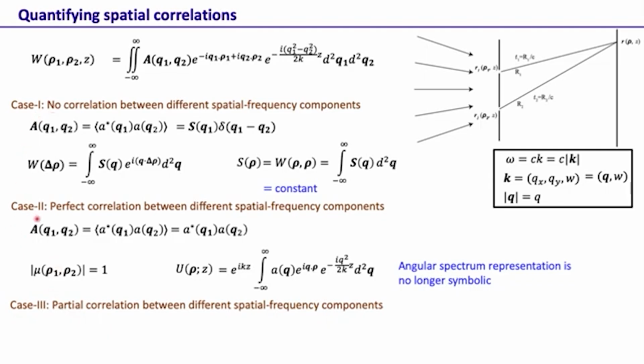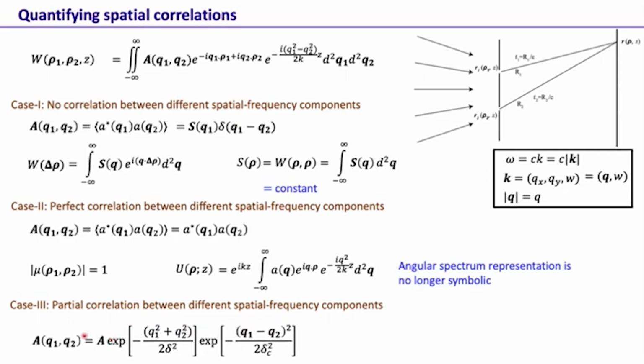These two cases are the extreme cases, and in real life we never ever see them, but we see something very close to case 1 or case 2. It can never be perfectly either this case or that case. But in most physical situations we try to approximate it to case 1 or case 2, and usually partial correlation studies are done when we go into the more detailed applications of spatial coherence.